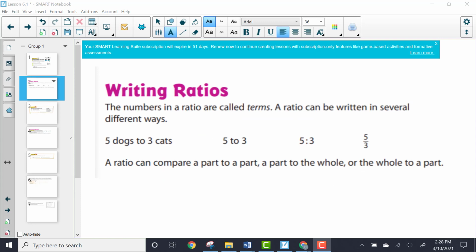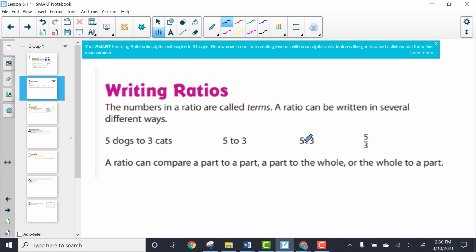It's talking about writing ratios now. And the numbers in a ratio are called terms. So a ratio can be written in several different ways. Let's say that we are looking at a scenario where we have 5 dogs and 3 cats, and we're trying to figure out the ratio of dogs to cats. It can be written just like this, 5 to 3. It can be written 5 colon 3, and then the fraction form 5/3.